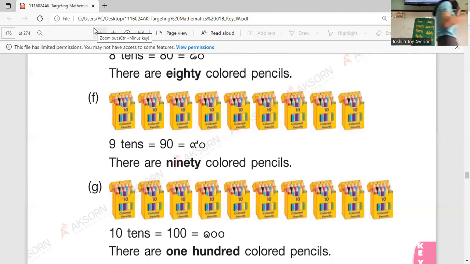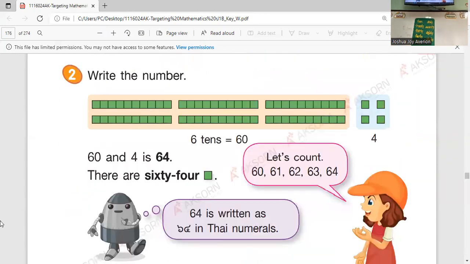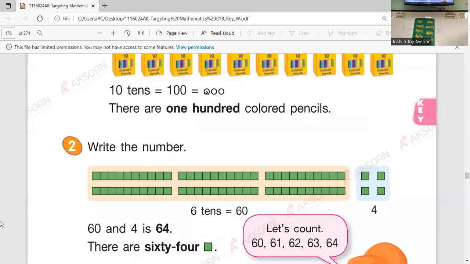Now look here. We're done with counting by 10, right? We have 10, 20, 30, 40, 50, 60, 70, 80, 90, and 100. Now we're going to add ones to our number. Look here. How are we going to write this one? How many blocks do we have? One group of cubes is 10. How many 10s do we have? 1, 2, 3, 4, 5, 6. So 6 10s is equal to 60.